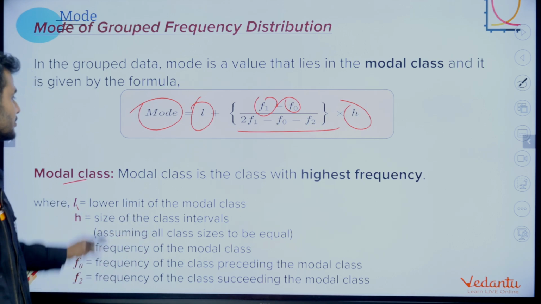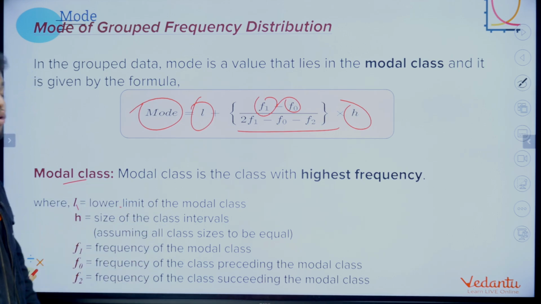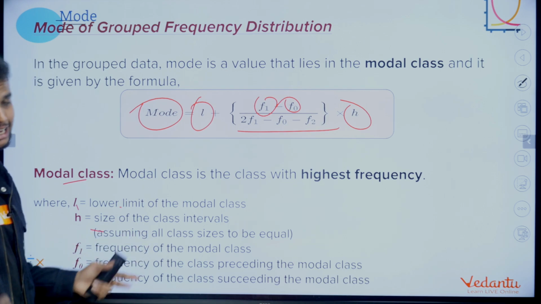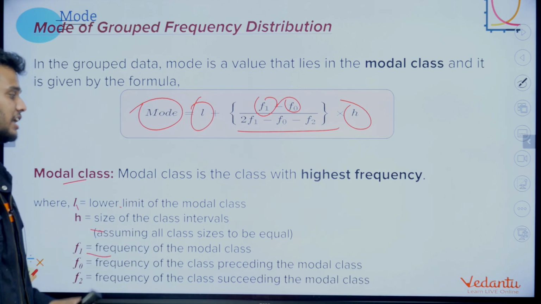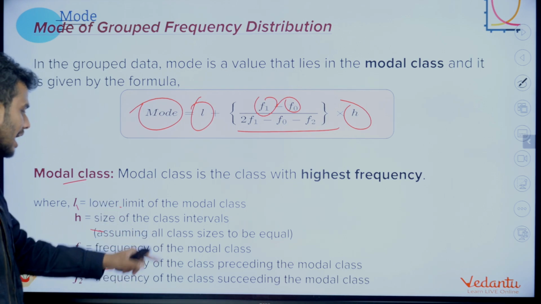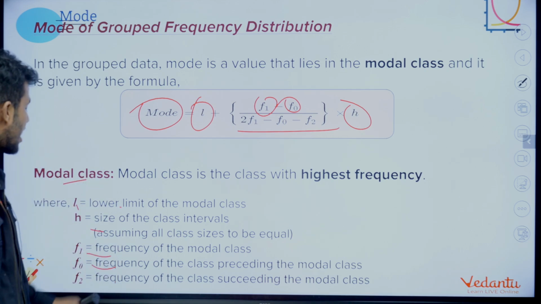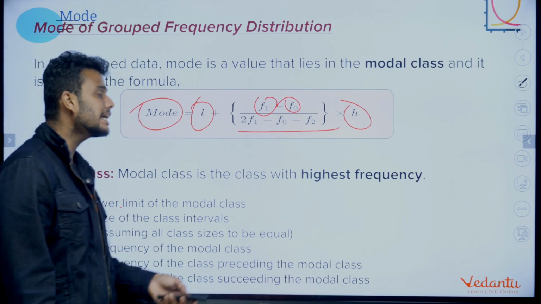Okay, what is the L value? L is nothing but the lower limit of the modal class. H is the class size, we are already familiar with that one. F1 is the frequency of the modal class. F0 is the frequency of the class preceding the modal class. F2 is the frequency of the class succeeding the modal class.